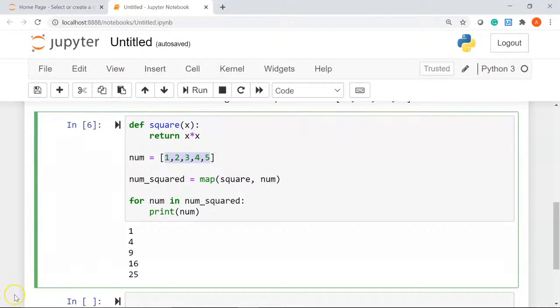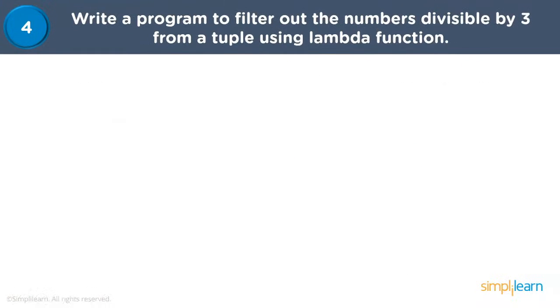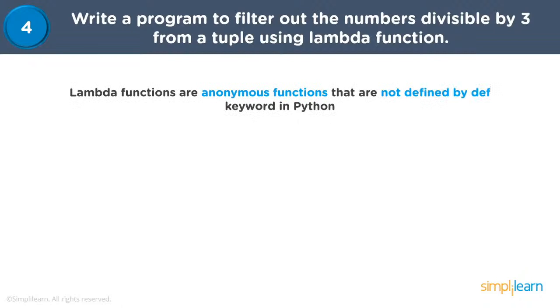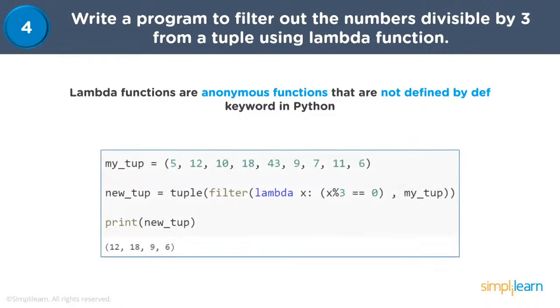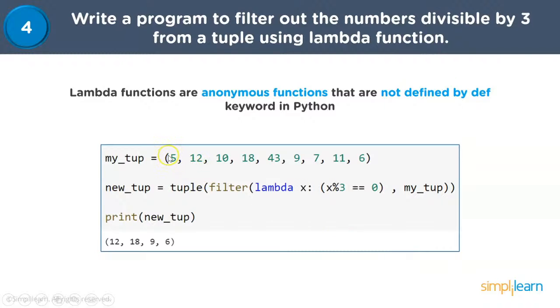Now moving ahead, coming to our fourth question. The fourth question is to write a program that will filter out the numbers divisible by 3 from a tuple using the lambda functions. Lambda functions are anonymous functions that are not defined by the def keyword in Python. So here you can see I have the example. This is a tuple I have defined, and using filter along with the lambda function I am trying to find out the numbers that are divisible by 3, and finally I am printing those numbers.